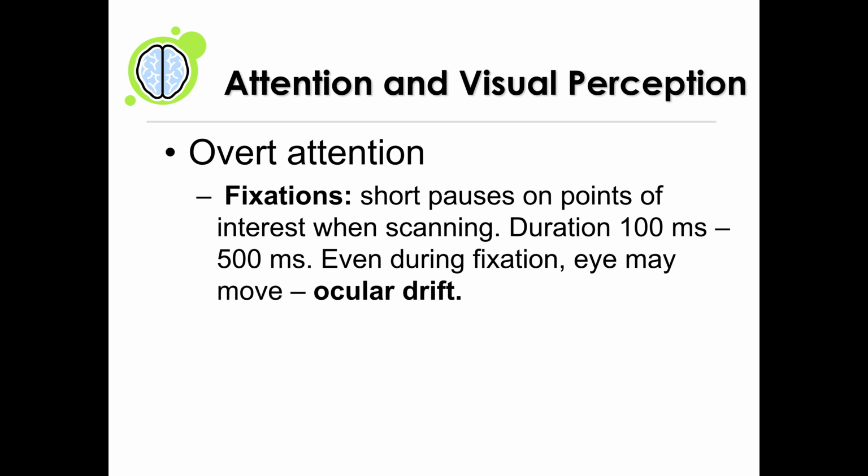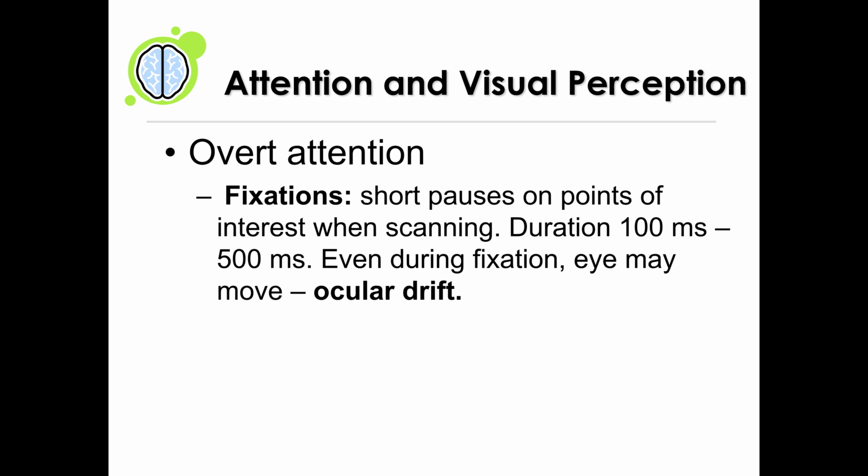Well, the first thing is a fixation. The fixation is what your eyes are doing when they're looking at a particular spot. So a fixation is a short pause, often between maybe 100 milliseconds to 500 milliseconds, depending on what you're looking at. When you're reading, it's probably around 200 milliseconds, give or take 50, on each word. So these are short pauses on points of interest while you're scanning a scene, and that's a fixation.